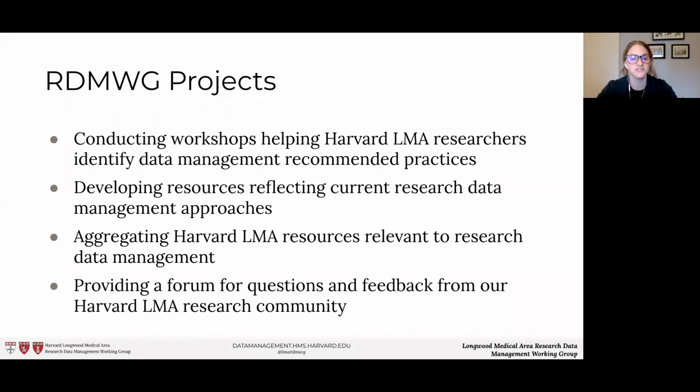The group has formed several subgroups that each work on individual projects and report back to our larger LMA RDM WG on this monthly basis. So the creation of these subgroups really allows for projects to be worked on in parallel and allows for our group to grow the research data management presence on the Harvard campus to extend our footprint on and off quad.